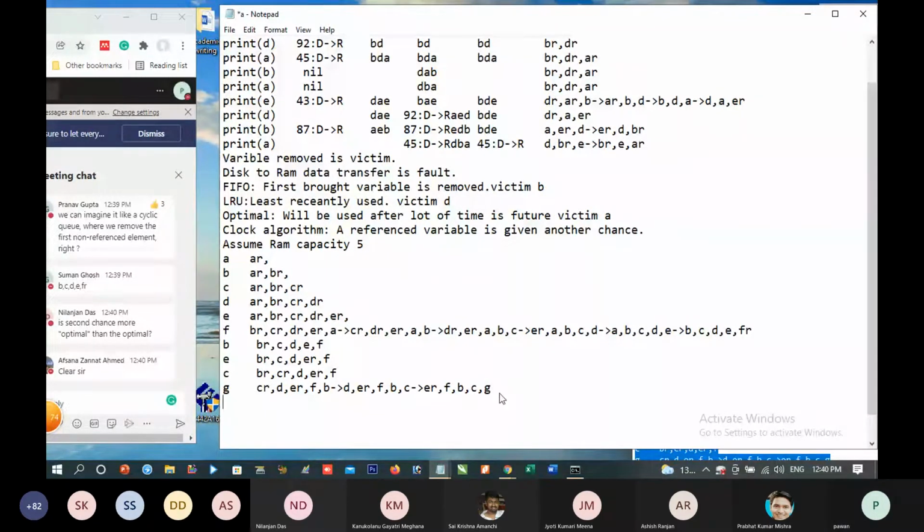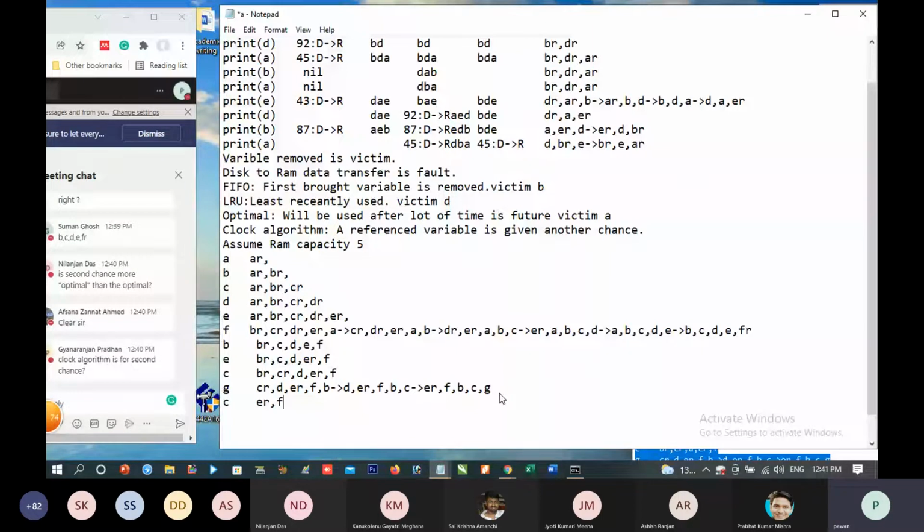Now, suppose C is referenced. It will be ER, F, P, CR, GR. Rather, I forgot. In the beginning itself, it should have been GR. Yes. Clock algorithm and second chance are the same. They are the same. Is it correct? Yes. They are the same.